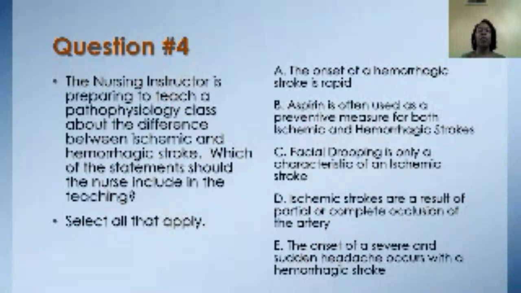C, facial drooping is only a characteristic of an ischemic stroke. D, ischemic strokes are a result of partial or complete occlusion of the artery. E, the onset of a severe and sudden headache occurs with a hemorrhagic stroke. I'll give you a few seconds to process that information.